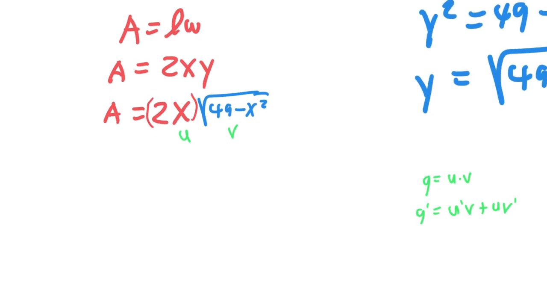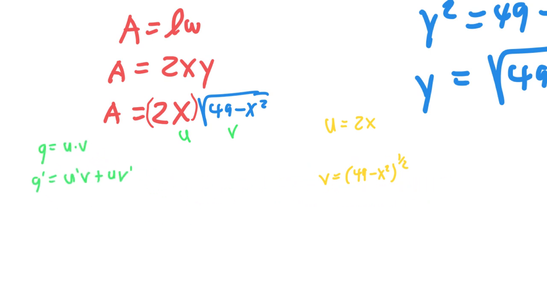Now, why am I doing that? I'm doing that because we are going to employ this structure soon, but I'm sort of a fan of going off to the side and just writing down the cast of characters. The u is going to be 2x, and the v is going to be this radical 49 minus x squared. But let's be clear, that's just 49 minus x squared to the 1/2, right? To the 1/2. We'll bring this over here, and we'll save it for later.